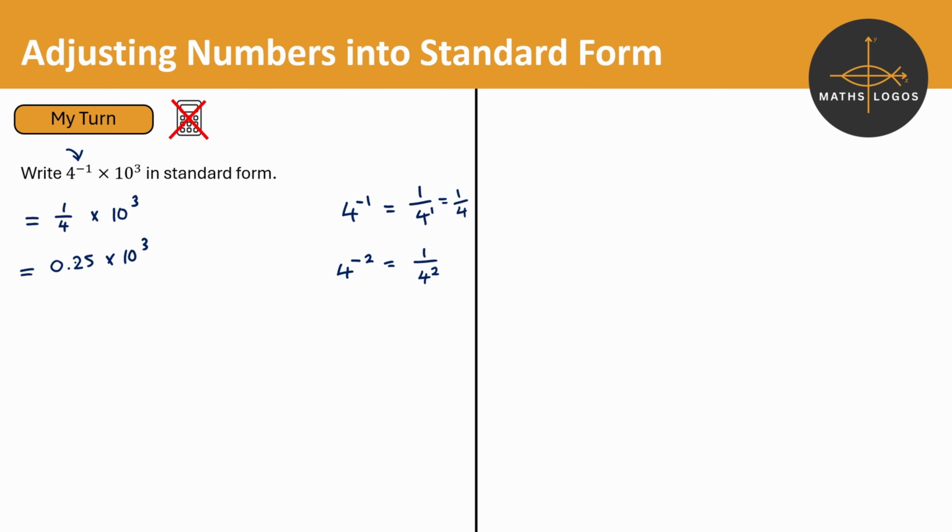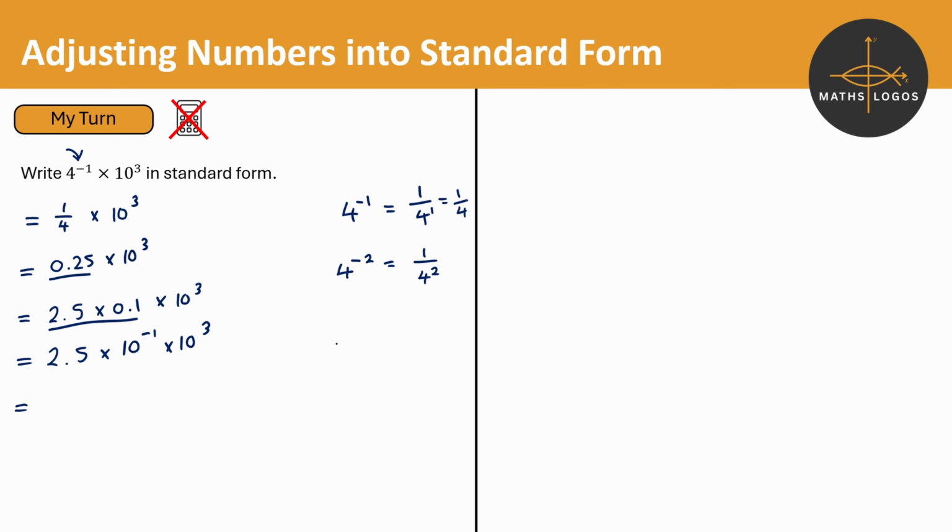And then we're back at the same form that we've had in the last few examples, where I just need to turn the 0.25 into standard form. Well, it's going to be 2.5 multiplied by 0.1 multiplied by 10 to the power of 3. I've just turned my 0.25 into this. And then I go and turn my 0.1 into 10 to the power of negative 1. Multiply that by 10 to the power of 3.